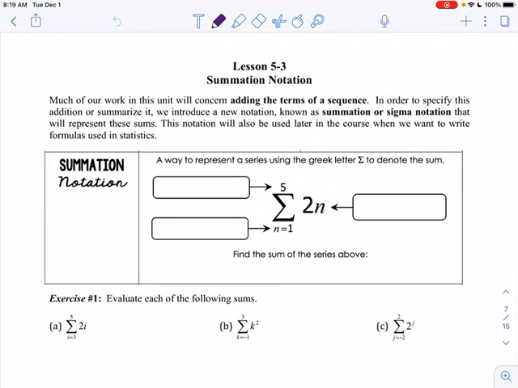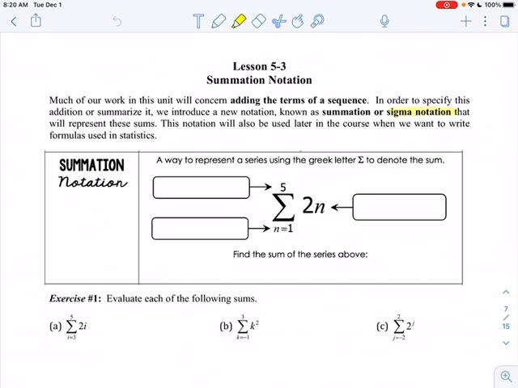Hi Algebra 2, this is Unit 5, Lesson 3, and today we're going to talk about the summation notation. A lot of what we're going to do in this unit involves adding terms together in a sequence. So we have this new notation called sigma notation, all right?